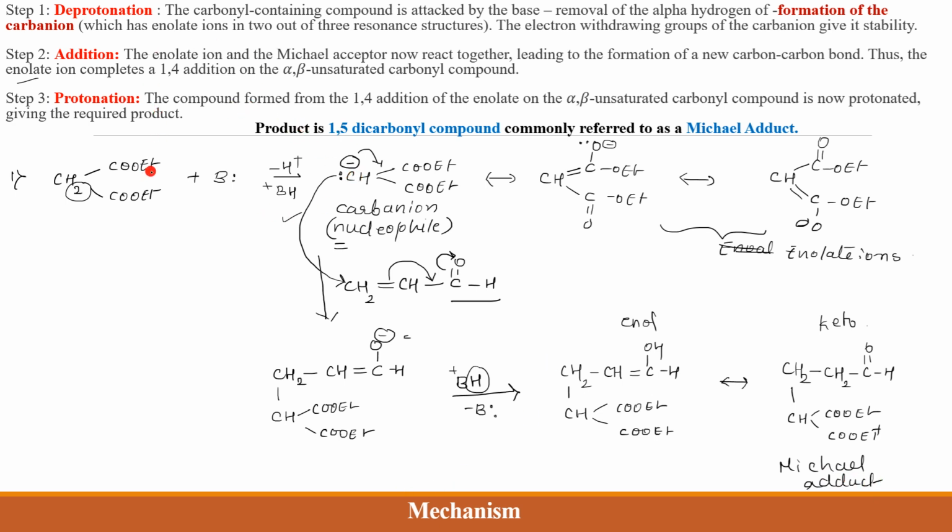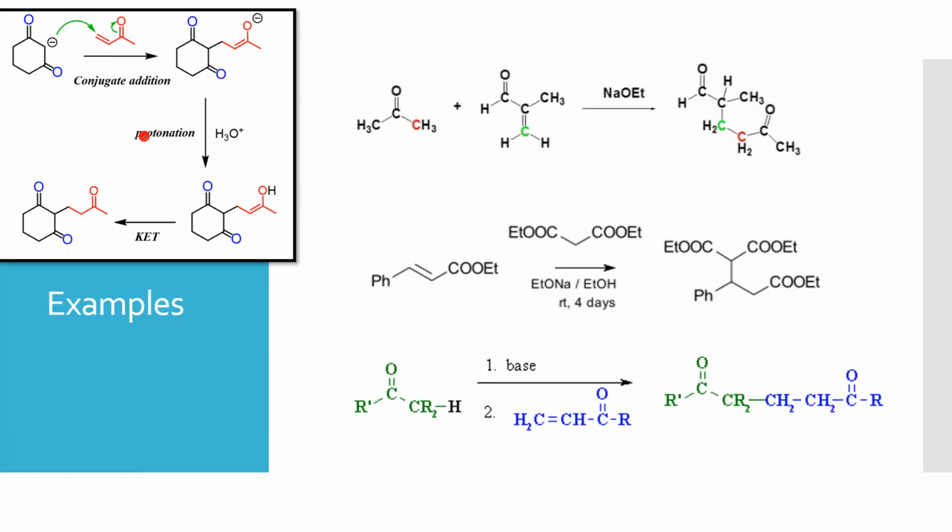So these are the three steps. You can watch this mechanism again. It's a very simple mechanism, and this is in short that you can do. So let's take some examples over here. So you just have to find out the active methylene group. Now in this case, this is the active methylene group because this is attached to the electron withdrawing group. So one of the H will be removed from here, and this is your alpha beta unsaturated system.